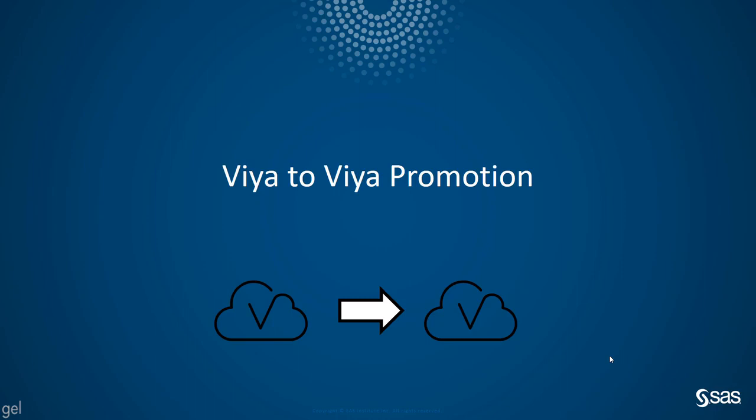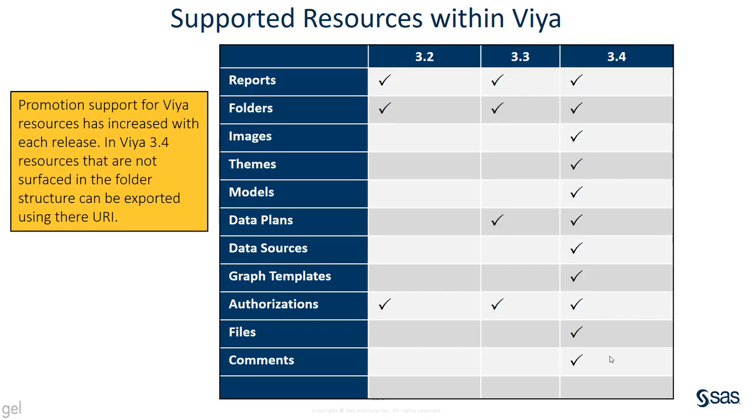All right, we'll look at Viya to Viya promotion first. It's a little simpler than 9.4 to Viya promotion. As I mentioned before, the resources that are supported has increased over time. In 3.2, reports and folders were basically the only things that we could promote. In 3.3, we added data plans. And now in 3.4, we have support for all these different resources within Viya.